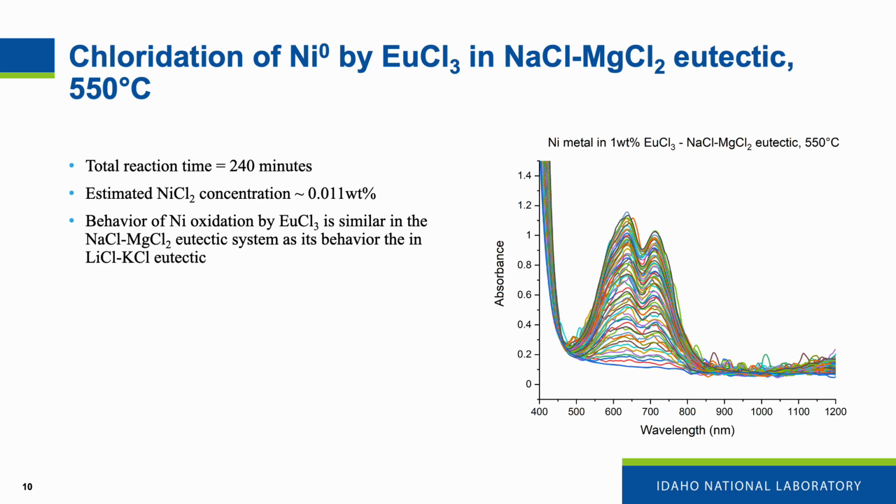Now we wanted to study what happens if we go to some other melt. So this is a sodium chloride magnesium chloride eutectic melt. In this case also, we started with a melt with the same 1 weight percent europium chloride concentration, and then we let it dissolve for some time. We let it go into the matrix really well, and then we drop a nickel wire and probe this reaction again, and in this case also we see the buildup of nickel 2 plus in the melt. So this reaction does proceed in this case.